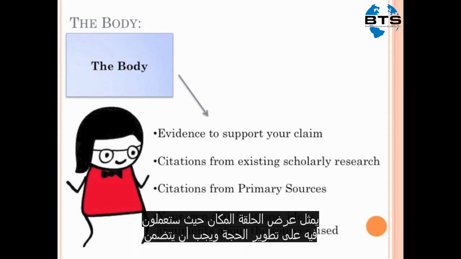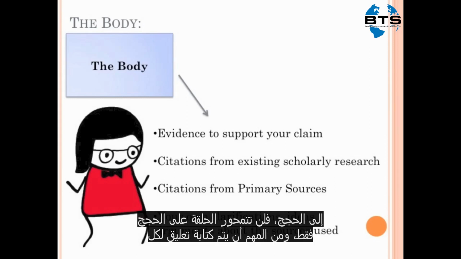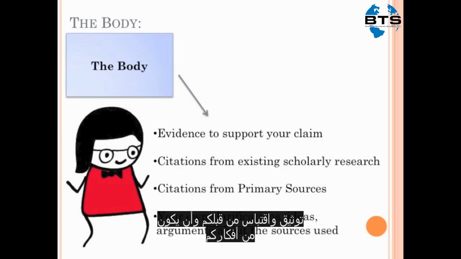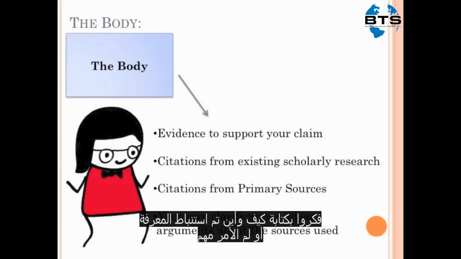The body of your paper is where you develop your argument. It should have citations from scholarly literature or academic journals. These citations should add to your argument, not be your argument itself. It's important that each citation has commentary provided by you that are your own ideas. Think about including how or where the knowledge was gained, or why it's significant.